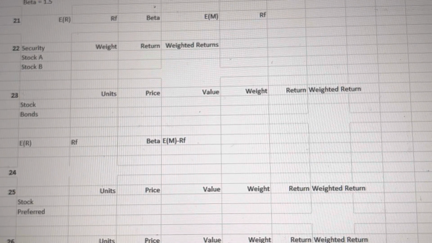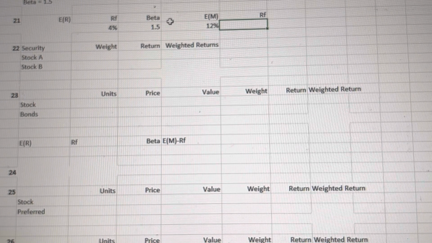Question 21. The risk-free rate is 4% and the required return on the market is 12%. What is the required return of an asset with a beta of 1.5? The risk-free rate is 4%, the beta is 1.5, and the market rate is 12%.